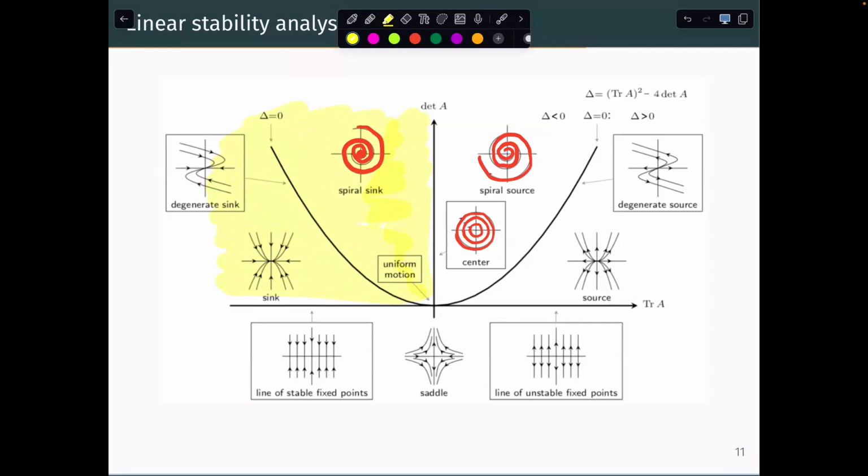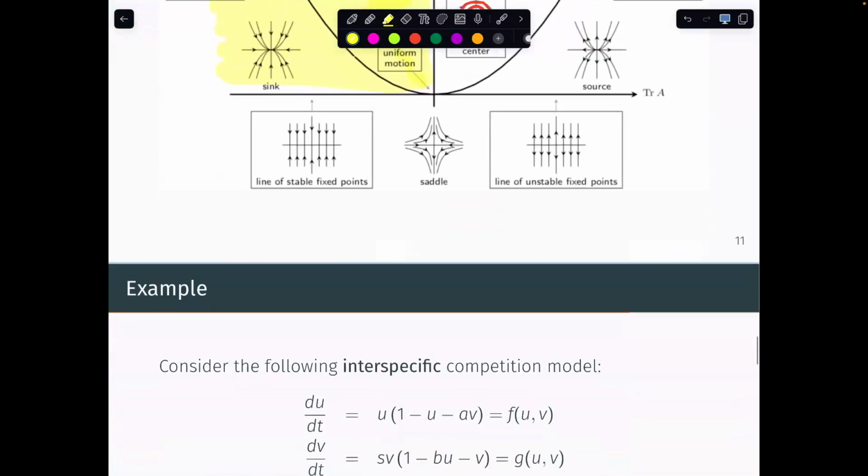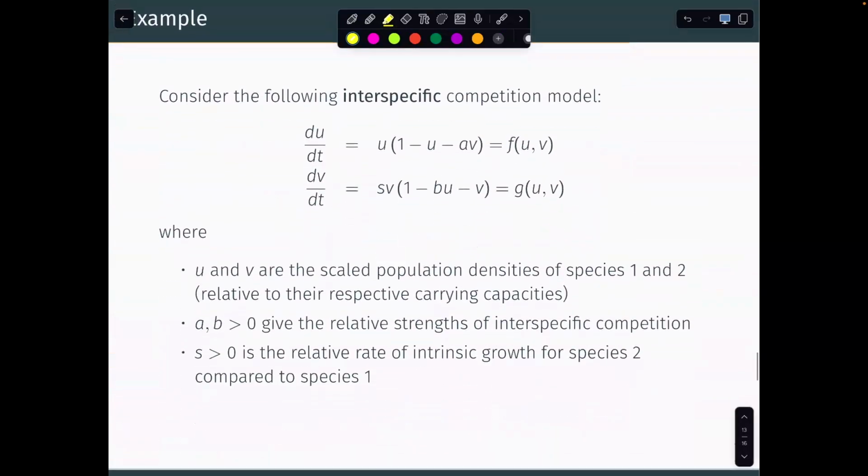As long as we're in this top left corner, that's all that matters. Okay, we've got a little bit of time left.